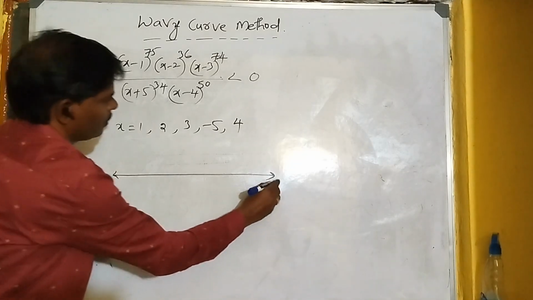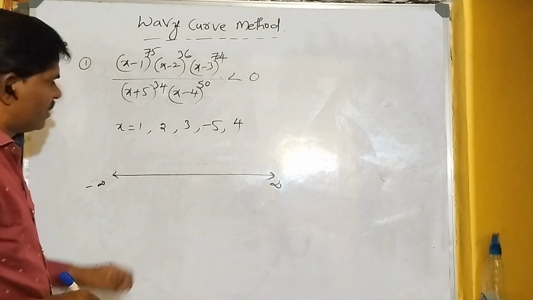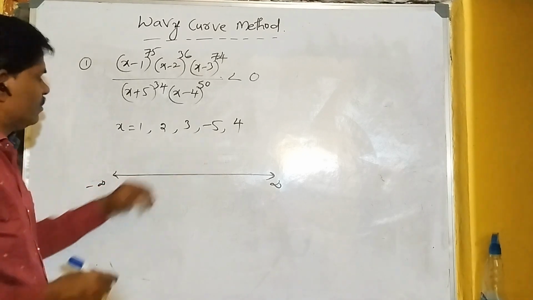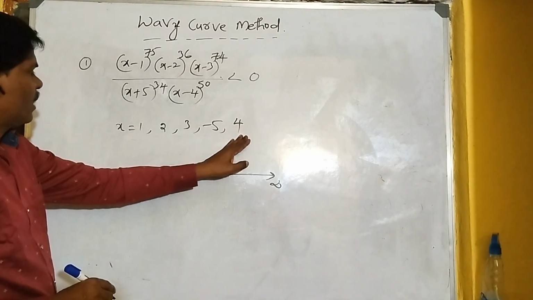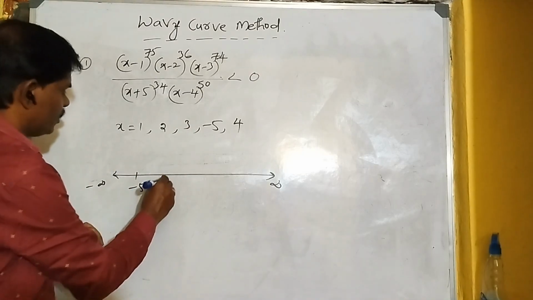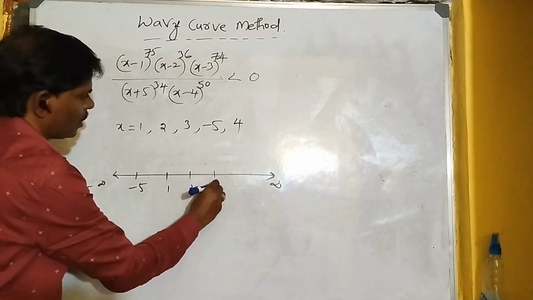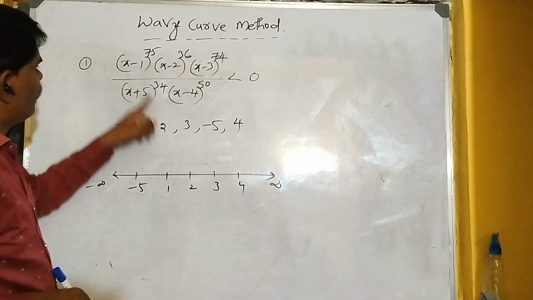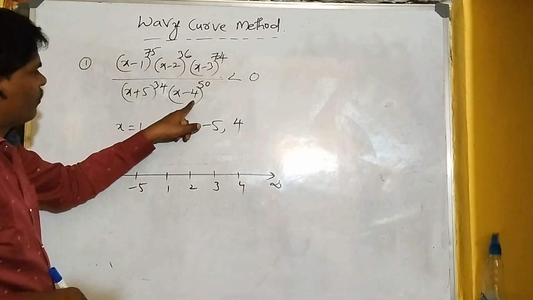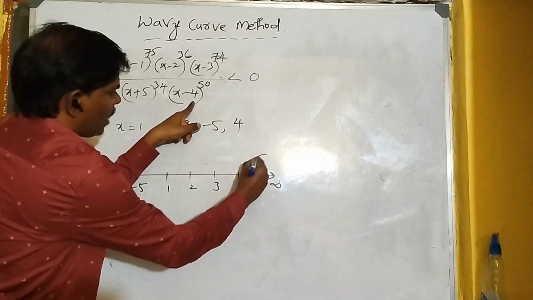Minus infinity, plus infinity. What is the least value? Minus 5. What is the next value? 1, 2, 3, 4. Where is the 4? Here 4 is equal to here 4. This is the first, starting onwards.